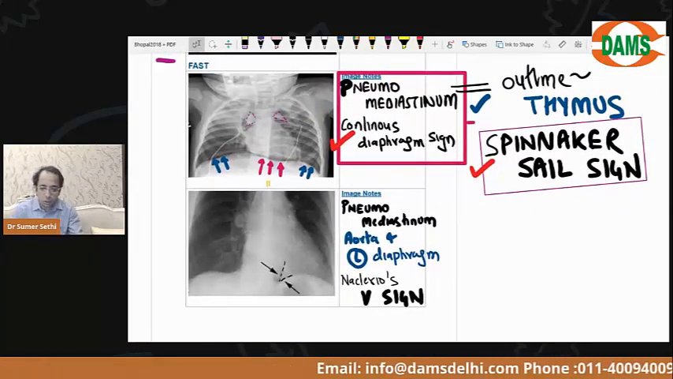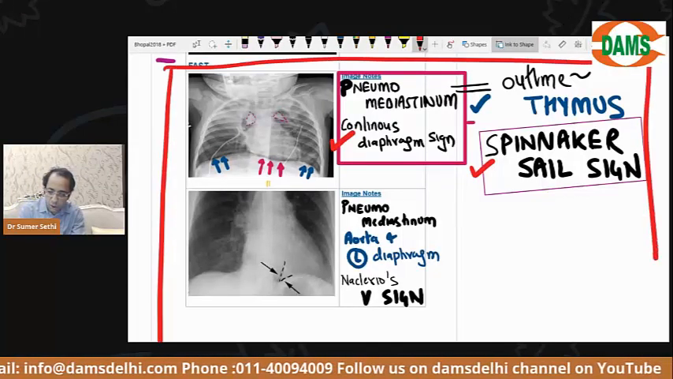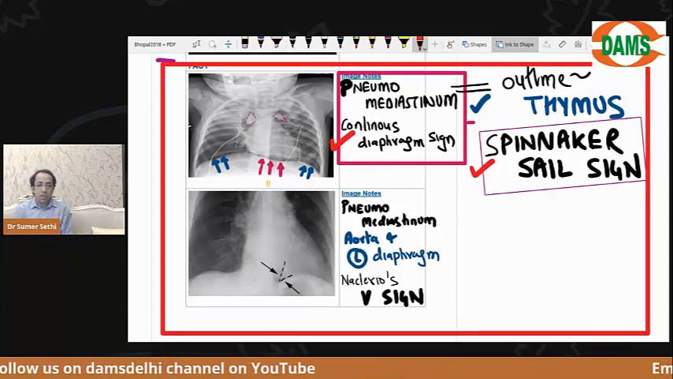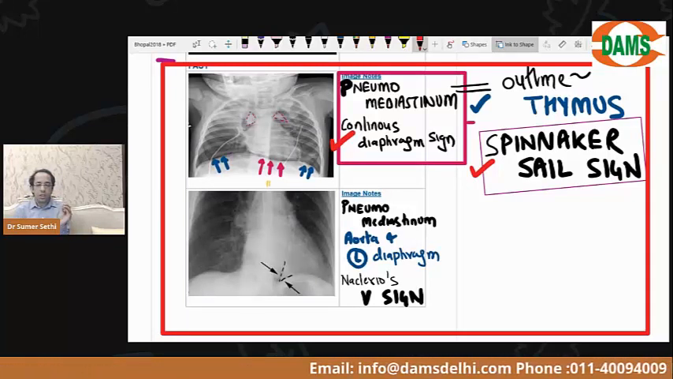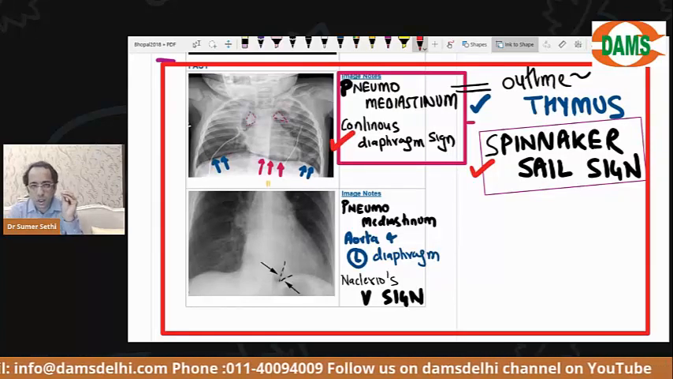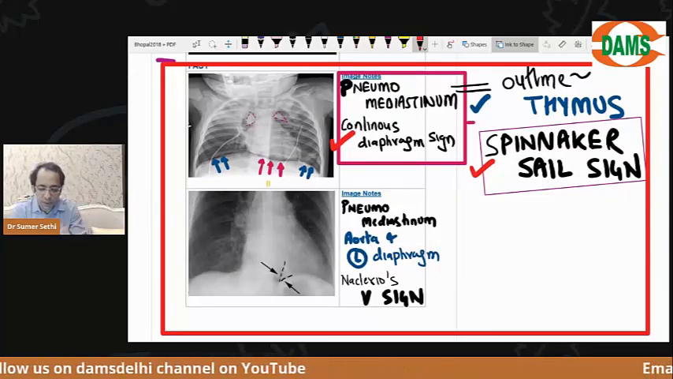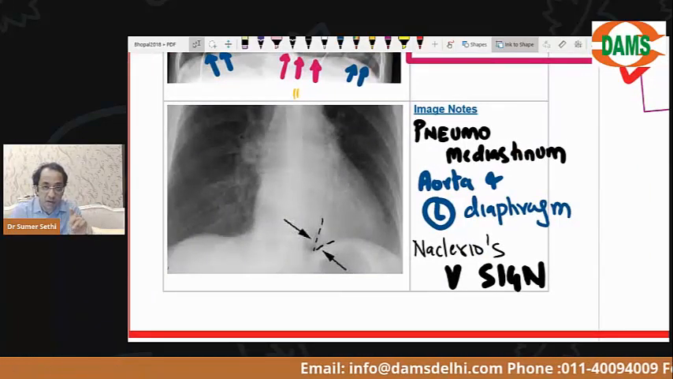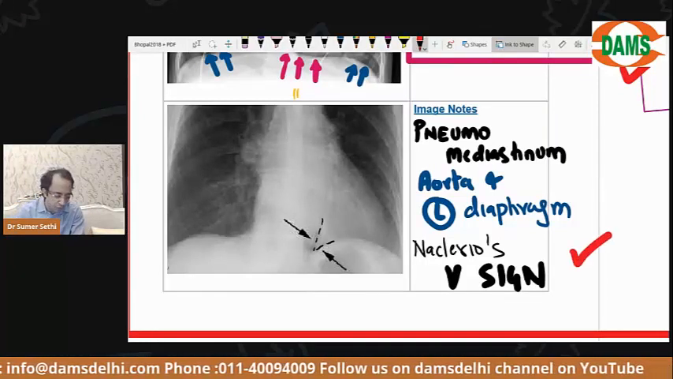All I have shown you now in this flashcard are X-ray signs of pneumomediastinum. So how do you identify pneumomediastinum on X-ray? If you see the diaphragm in its entire continuity, we call it continuous diaphragm sign. If you see the thymus outlined by air, spinnaker sail sign. If you see air between the aorta and the left diaphragm, again this is a sign of pneumomediastinum. It is called the Naclerio V sign.